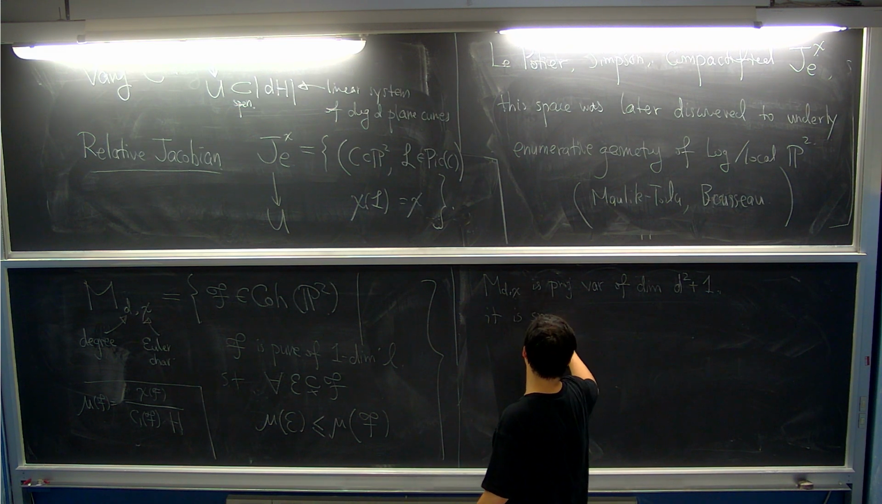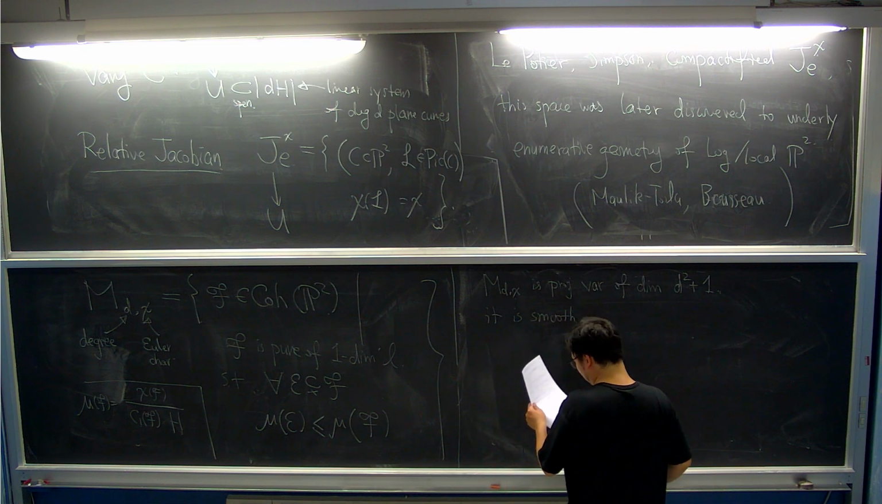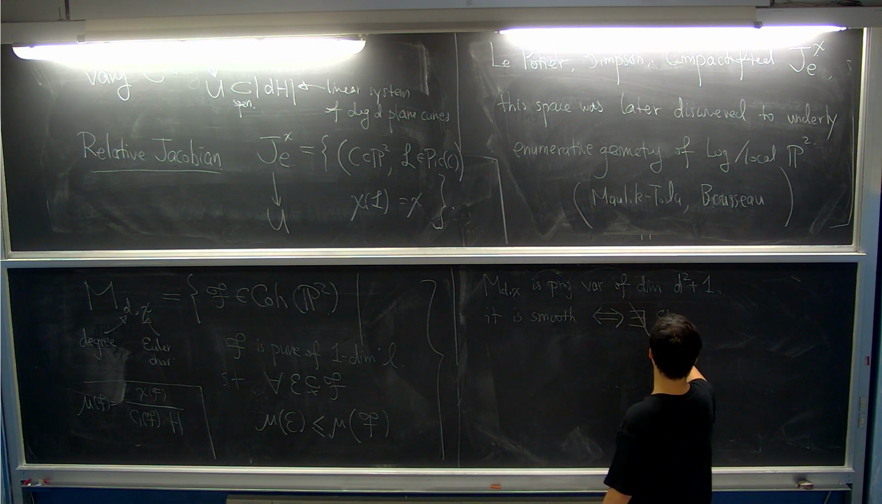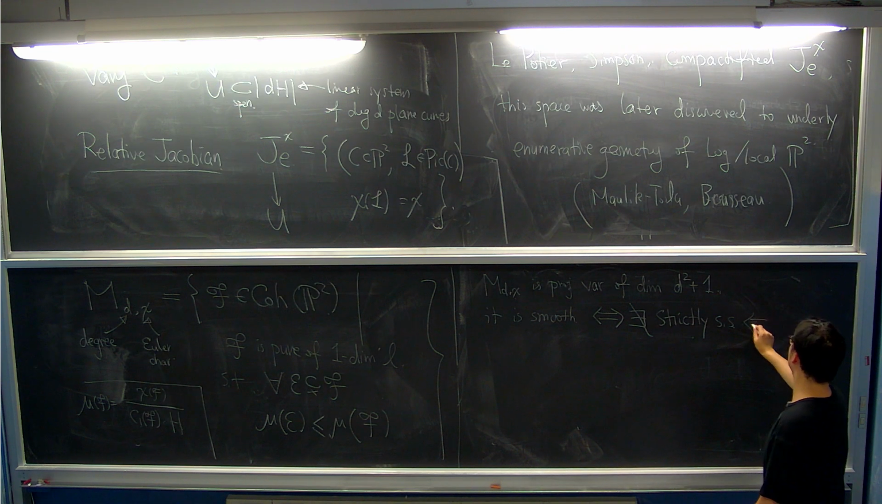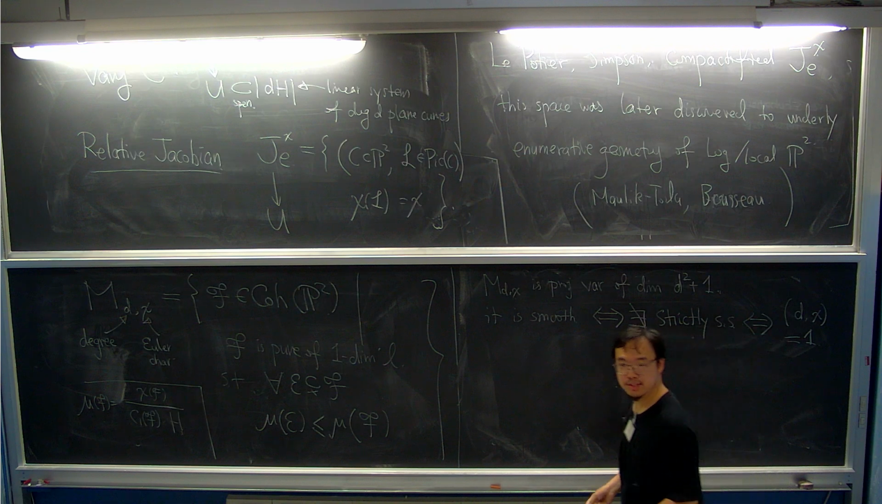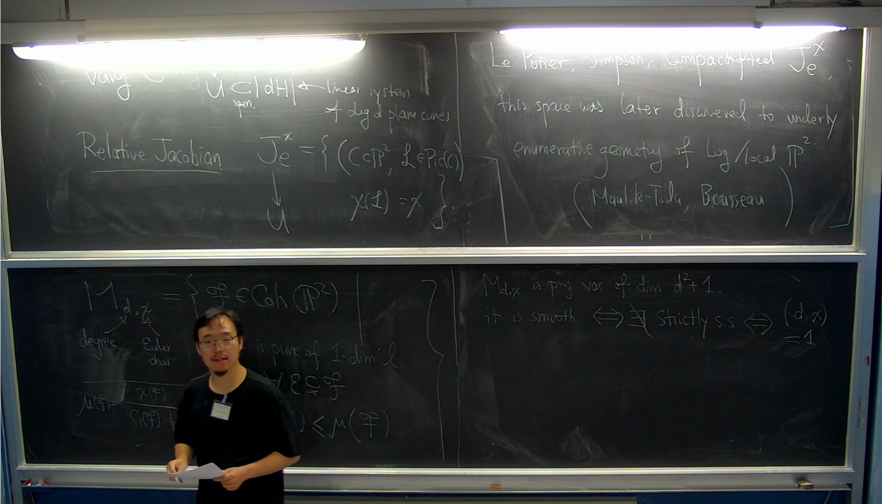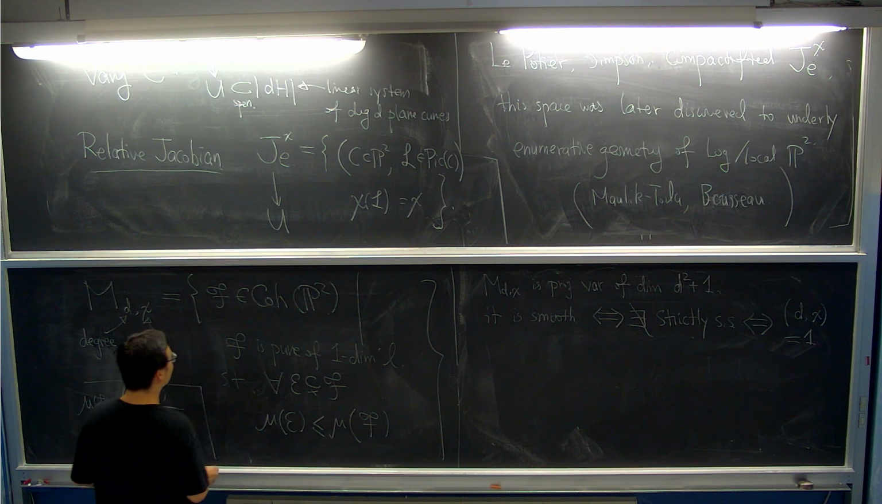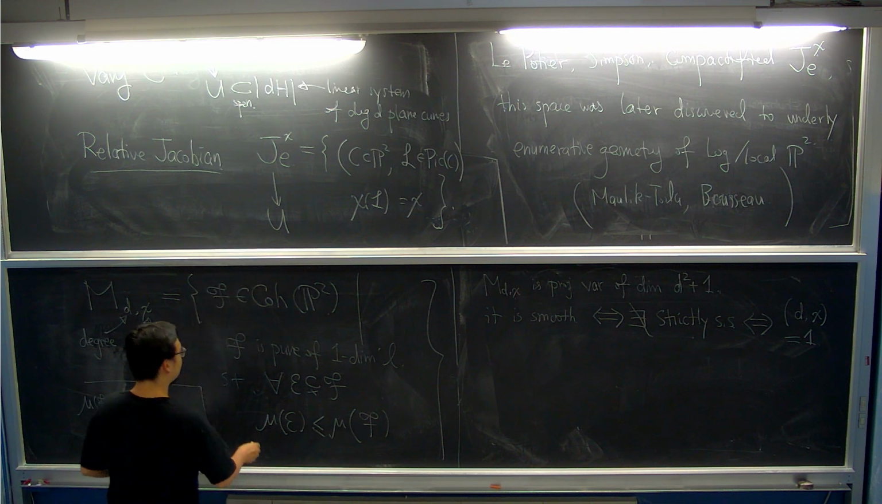Again, all these are given immediately by the GIT analysis. It is smooth if and only if there does not exist any strictly semi-stable sheaf, which is equivalent to the GCD of the degree and Euler characteristic being equal to 1. Otherwise, there will be strictly semi-stable sheaves. Where? What? D, okay. Yeah, to compactify this, thank you.